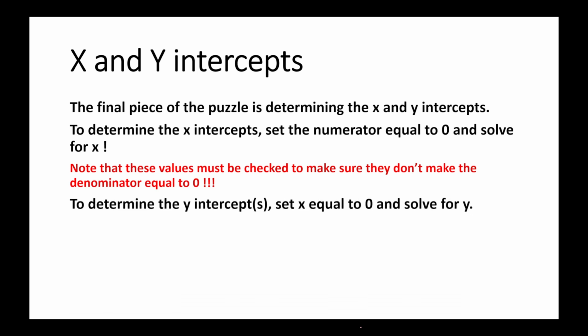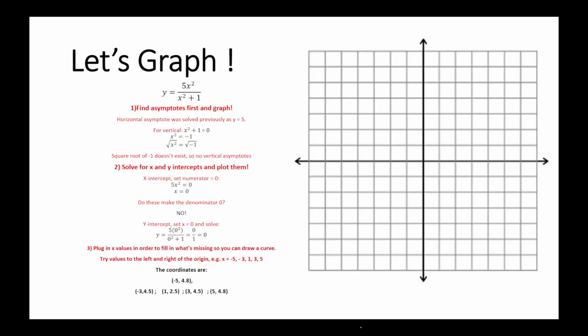For the y-intercept, we're going to set all the x variables in the equation equal to 0, and we'll solve for y. I'll show you how to do this with this example. We're going to go through each one here. For y equals 5x squared over x squared plus 1, this is an example that we just talked about. The asymptotes we have discussed: for one, the horizontal asymptote was y equals 5.